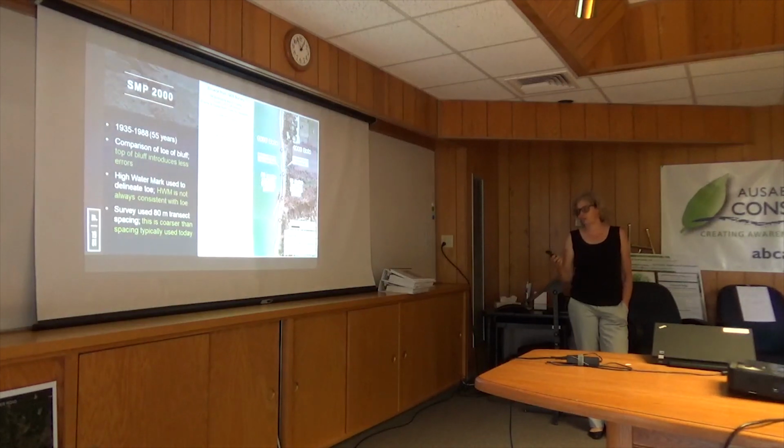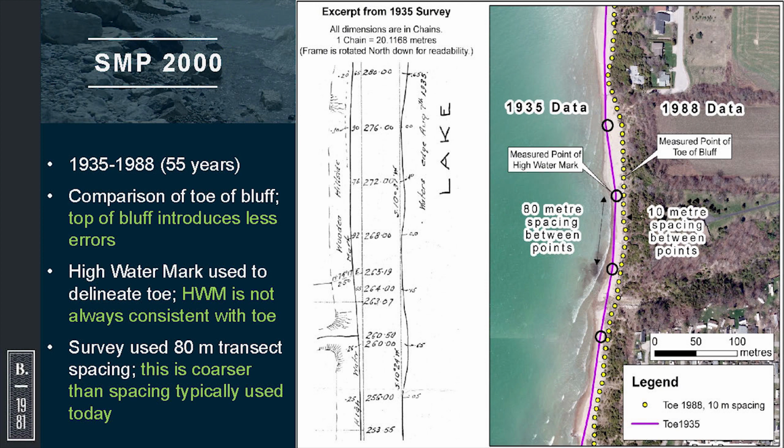So this shows just to give you an idea of the data that the 1935 survey has. This is the 1935 survey, and just sort of shows you what the geomatics people are working with. So this survey delineates the water line, the high water mark, and it assumes that the high water mark is the same as the toe of bluff, which in some places it is the same, but in other places there's quite a difference in it. So that's one of the issues that we found is that it can be off depending on the location that you're looking at.